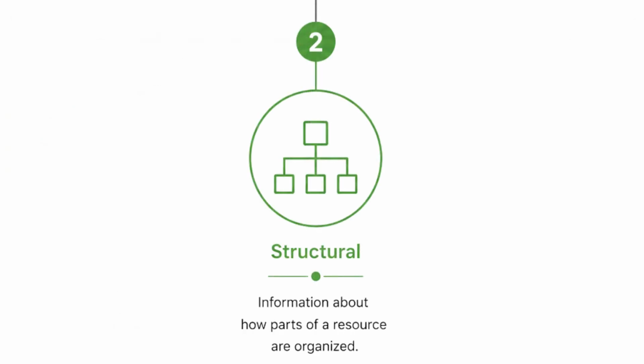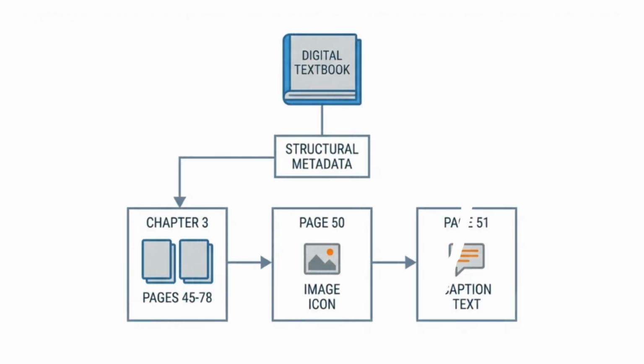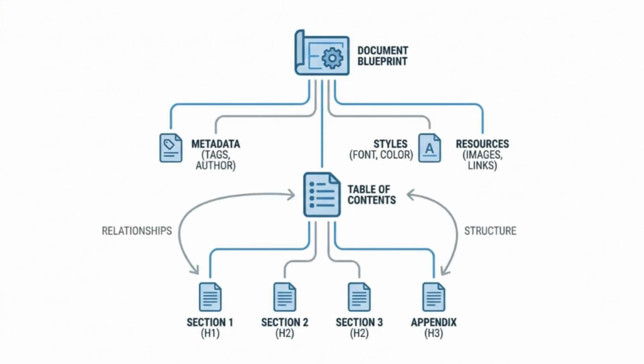Type 2. Structural metadata. This type describes how pieces of content are organized and connected to each other. Example. Think of a digital textbook. Structural metadata tells the system, Chapter 3 contains pages 45 to 78. Page 50 has an image. That image links to a caption on page 51. It's basically the table of contents and the blueprint of how a document or file is built, helping software understand relationships between different parts.